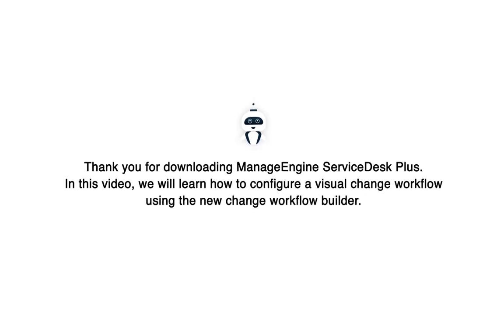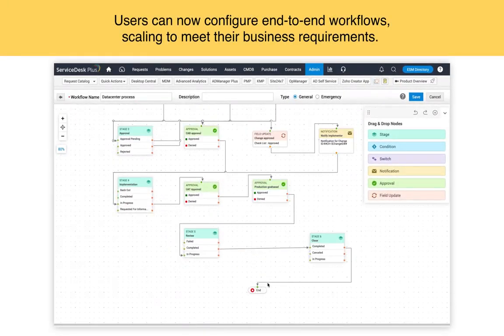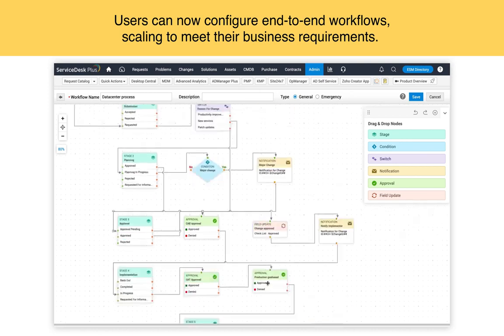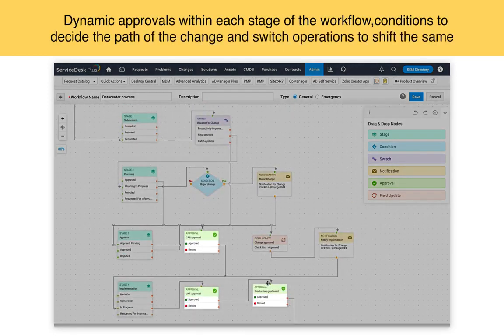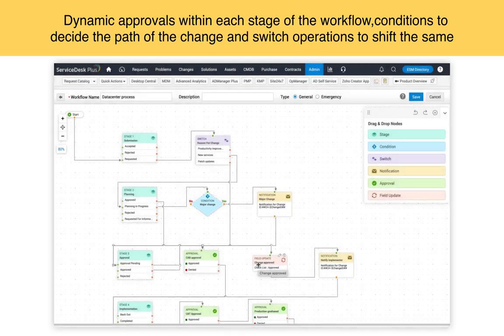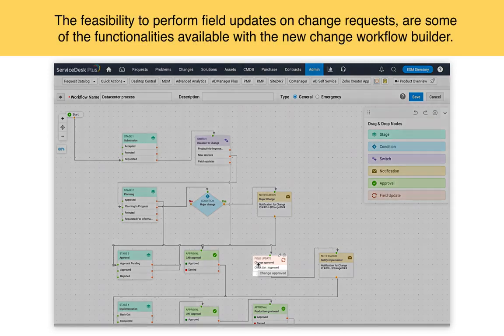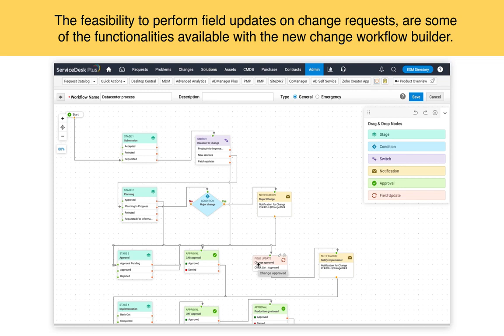In this video, we will learn how to configure a visual change workflow using the new Change Workflow Builder. Users can now configure end-to-end workflows, scaling to meet their business requirements. Dynamic approval within each stage of the workflow, conditions to decide the path of the change, switch operations to shift the same, and the feasibility to perform field updates on change requests are some of the functionalities available with the new Change Workflow Builder.